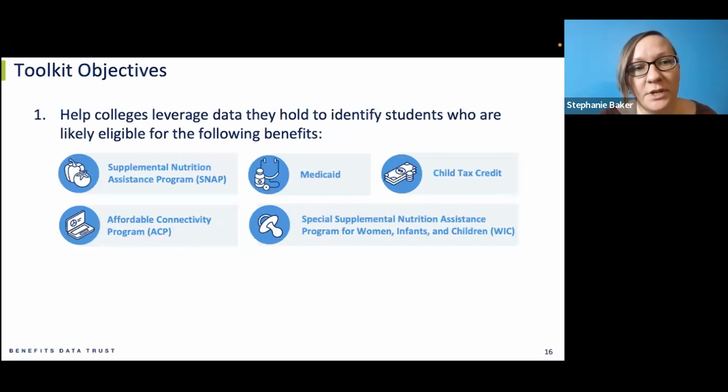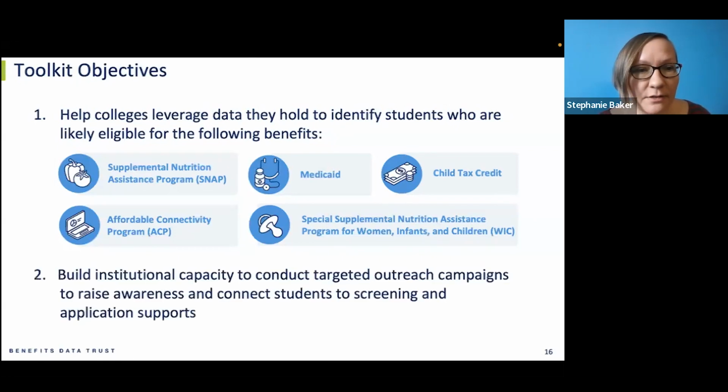Our objectives for the toolkit are to help colleges leverage the data they hold to identify students who could be eligible for the following benefit programs. I'm going to talk about the benefits and what they each mean and the value of these benefits in a minute. We focused on 5 federal benefits here because we wanted the toolkit to be relevant for colleges and universities in any state. Our second objective is to build institutional capacity to conduct targeted outreach that raises awareness and connects students to screening and benefit application support.